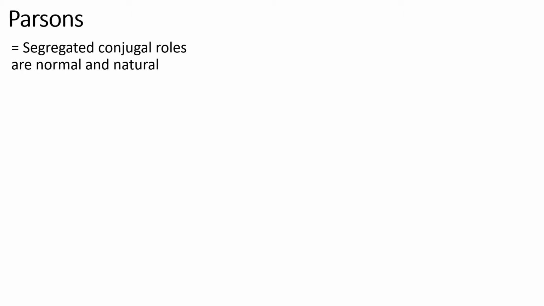So Parsons argues that they're segregated, so they are different, they have different roles, they're very separate, and that these roles are normal and natural. In particular, Parsons argues that the male would have the instrumental role and the female would have the expressive role. And again, that this is normal and natural. So he's a bit different to other sociologists because he doesn't go down this route of it being socially constructed. He actually thinks their roles are biologically suited to the particular genders. That might be because, for example, women look after the children because they have the ability to breastfeed and they're the ones that carry them. Men are the breadwinners because they are naturally stronger, physically speaking.